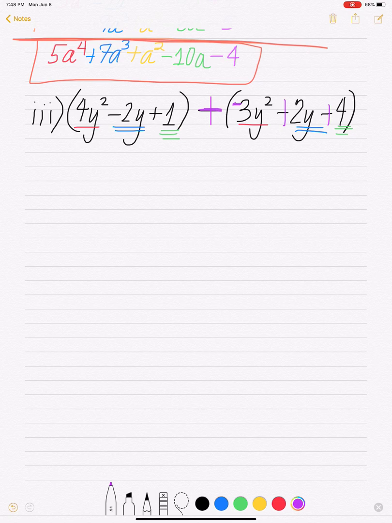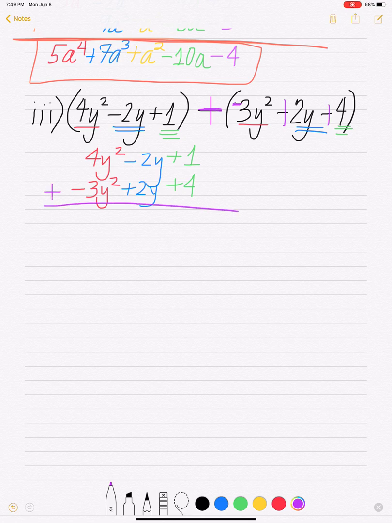It's now an addition problem. So it's pretty much what we were doing earlier. So I'm going to do the stack method once again. I'm going to write down 4y squared minus 2y plus 1. And underneath that I'm going to stack, instead of 3y squared, a minus 3y squared. Instead of a minus 2y, I'm going to have a plus 2y. And instead of a minus 4, I'm now going to have a plus 4. So remember, I flipped the signs on everything. Remember, we're adding these now. We changed it to addition.